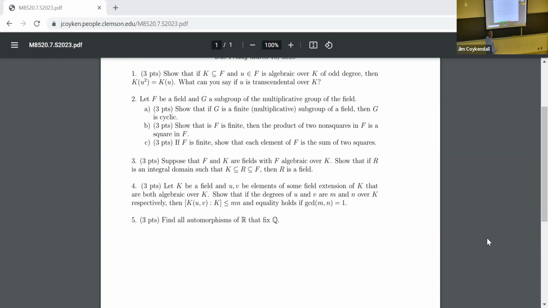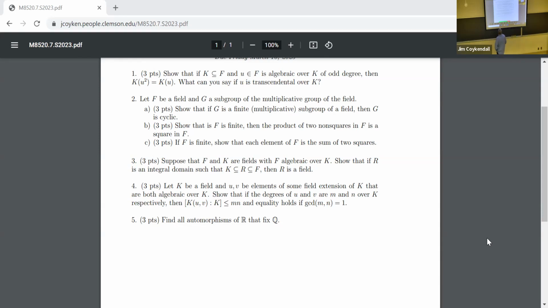Number three, suppose F and K are fields, and suppose F is an algebraic extension of K. Show that if R is an integral domain that you can sandwich between these two fields, where F is algebraic over K, then R itself has to be a field. We've seen other examples where we put Q inside Q[e] inside of Q(e), and of course the middle one's not a field, but if it's an algebraic extension, it has to be.